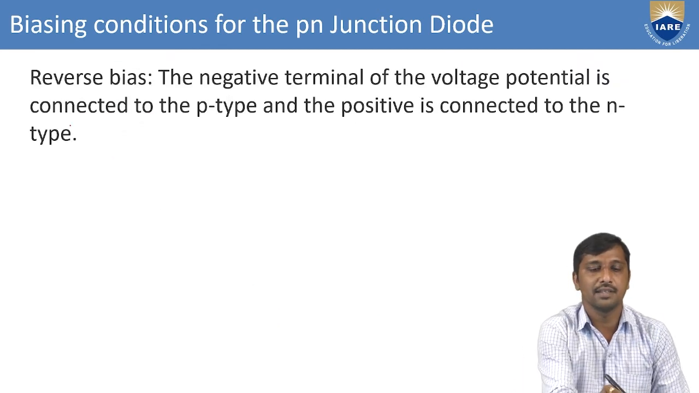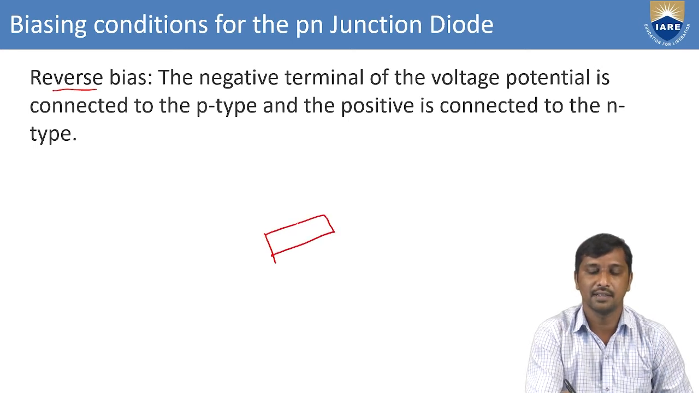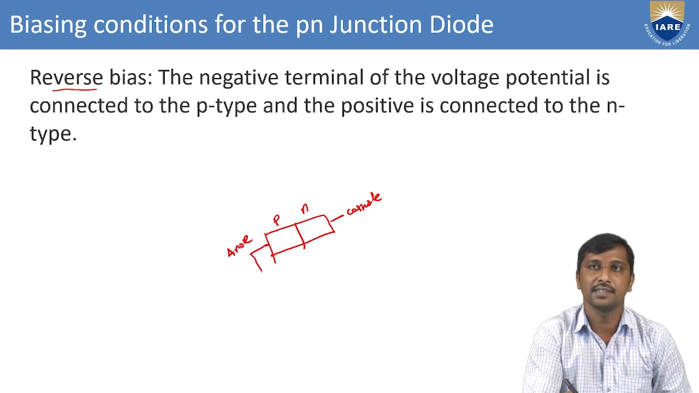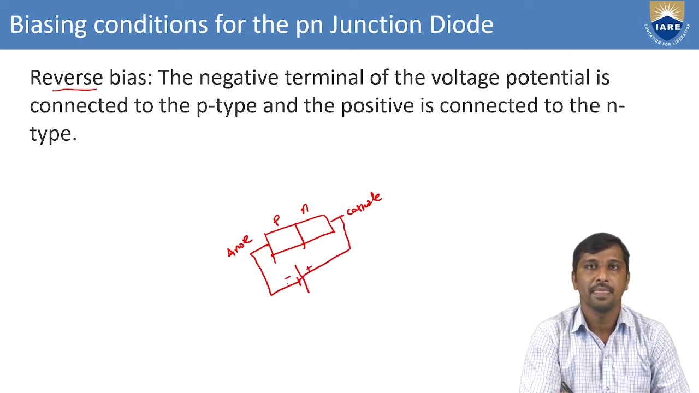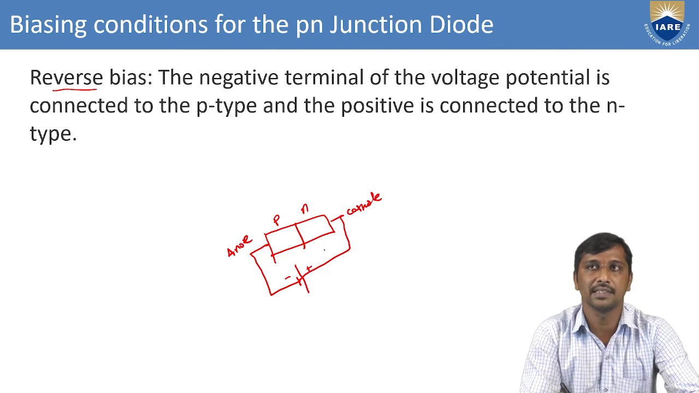Similarly, the other biasing is reverse bias. What is reverse bias? Again, let us take this PN junction. This is the P side and the N side. On the P side we have the anode, and on the N side we have the cathode. For the anode side, we apply the negative terminal of the battery, and for the cathode, we apply the positive terminal of the battery. That means the negative terminal of the battery is connected to the anode of the PN junction, and the positive terminal is connected to the cathode of the PN junction. This type of biasing is called reverse biasing of the PN junction.